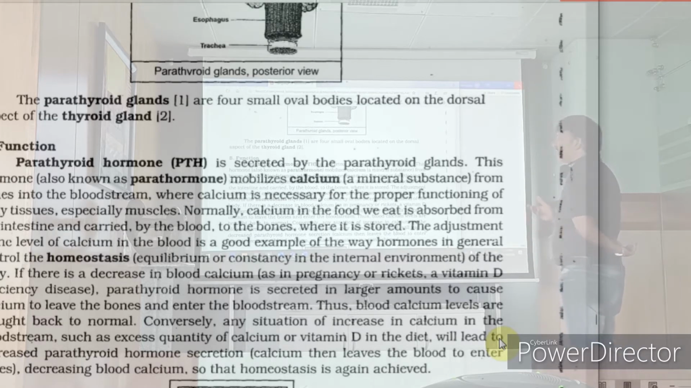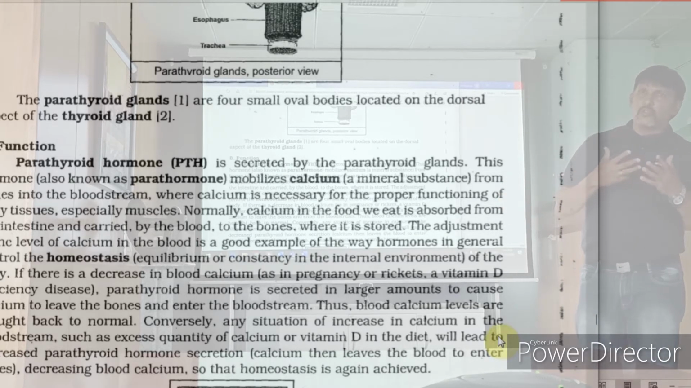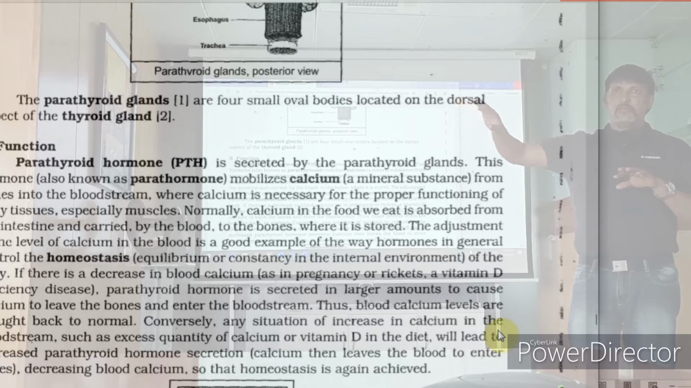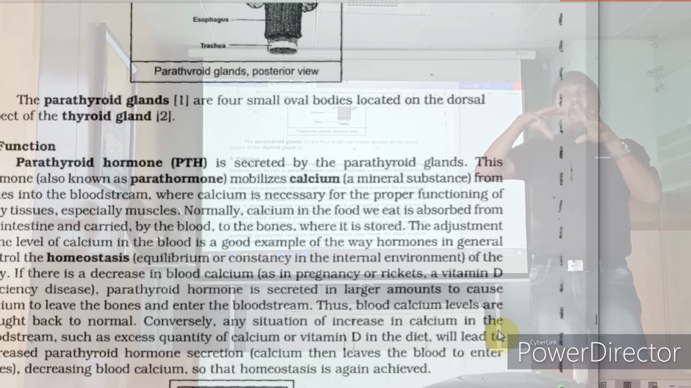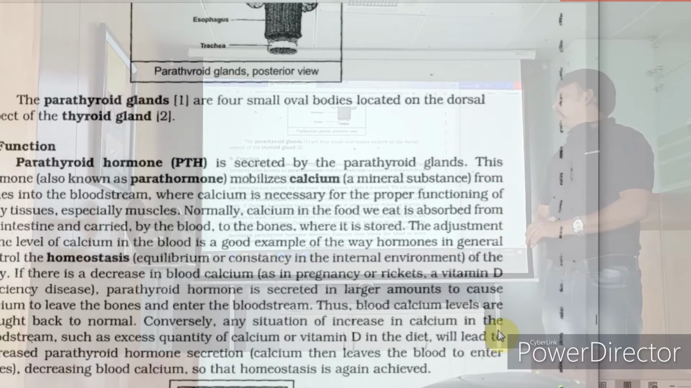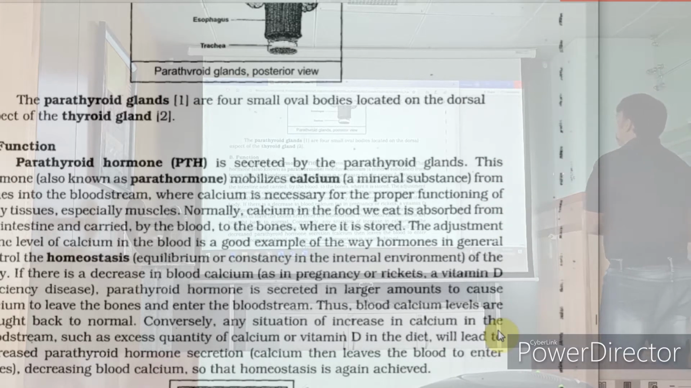The adjustment of the level of calcium in the blood is a good example of hormone control in general. This is known as homeostasis. That is the equilibrium, or constancy, in the internal environment of the body. Meaning the body itself is so well designed that if calcium is more, it will say, okay, you are supposed to go into bone, send it to bone. If it is less, from bone to blood. Like that, homeostasis is automatically maintained. Homeostasis is an important word to be learned.